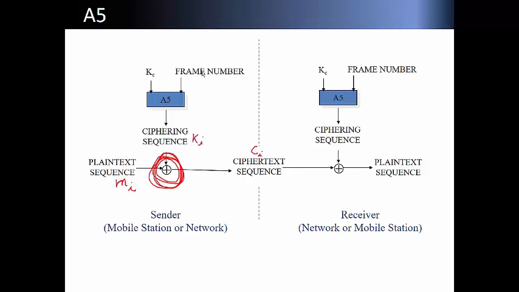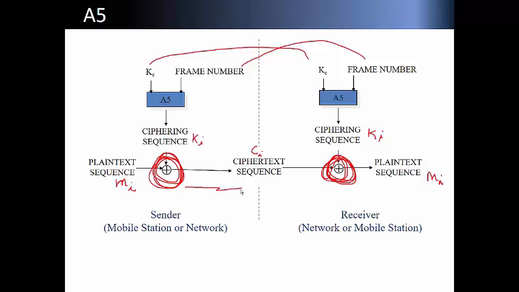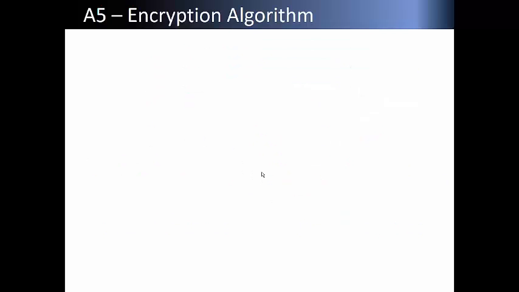This CI, they are the same. And then CI and KI together, with the exclusive OR operator, you will have the original message, MI. So over that wireless communication, what you can see here is only CI. You do not know what it is. That is what cellular cryptography is solving right now.